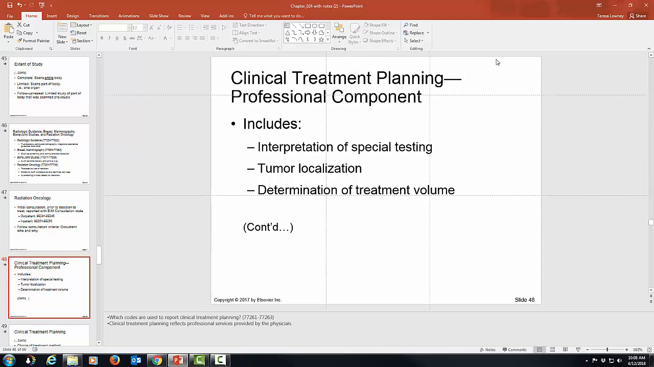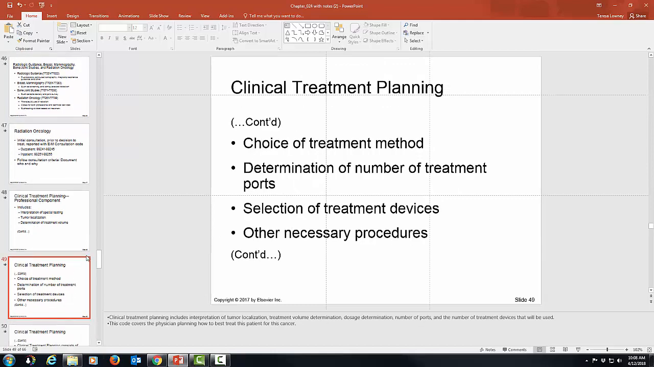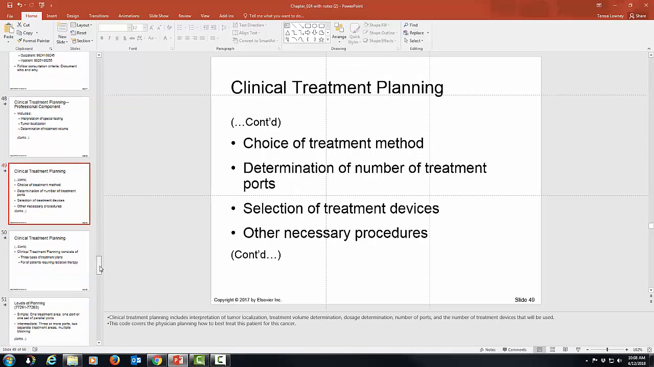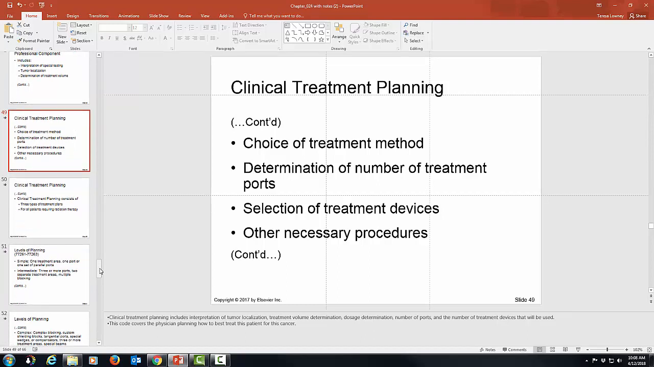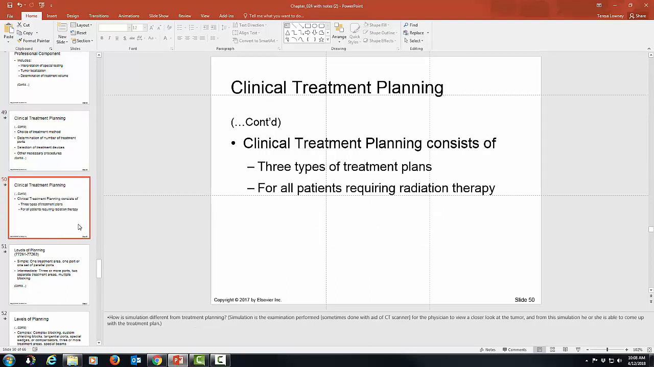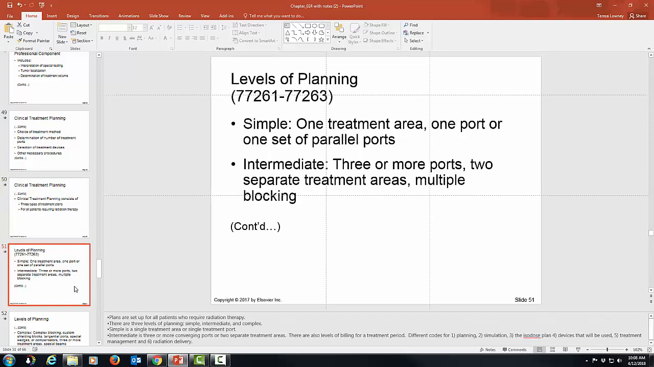The next part of this is talking about the choice of the treatment method, determining the number of treatment ports, selection of the treatment devices, and other necessary procedures. This code covers the physician planning on how to best treat his or her patient for cancer. There are 3 different types of treatment plans for all patients requiring radiation therapy. There are also 3 levels of billing for a treatment period.